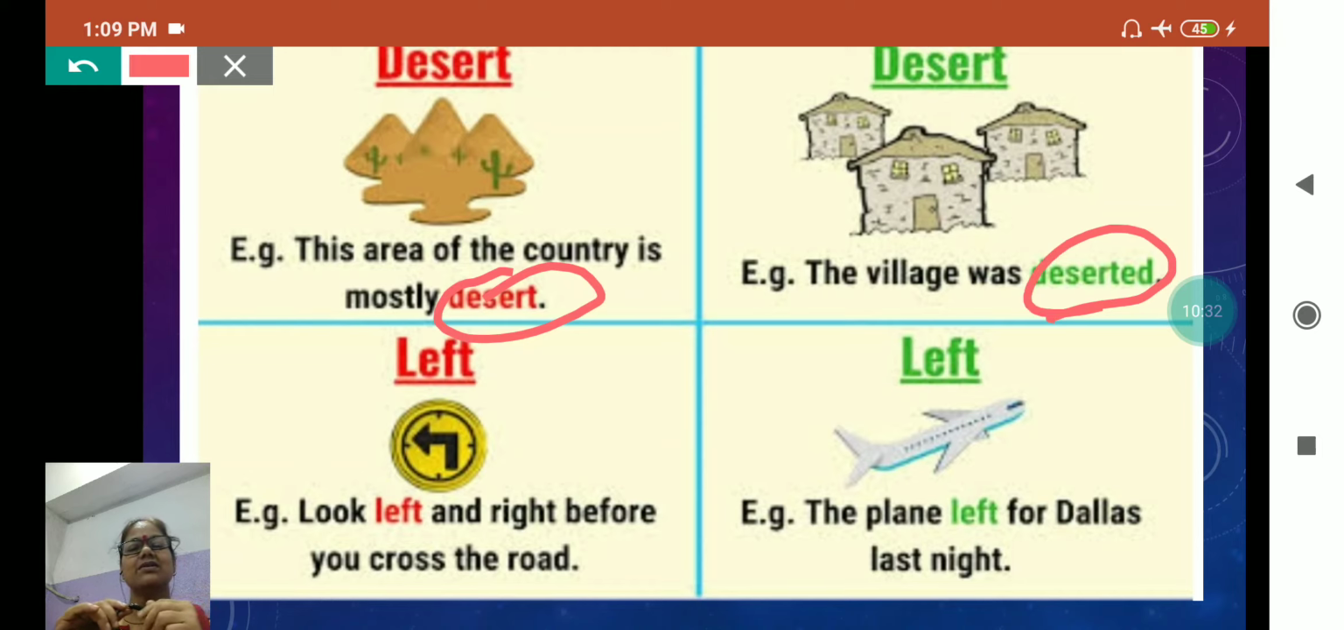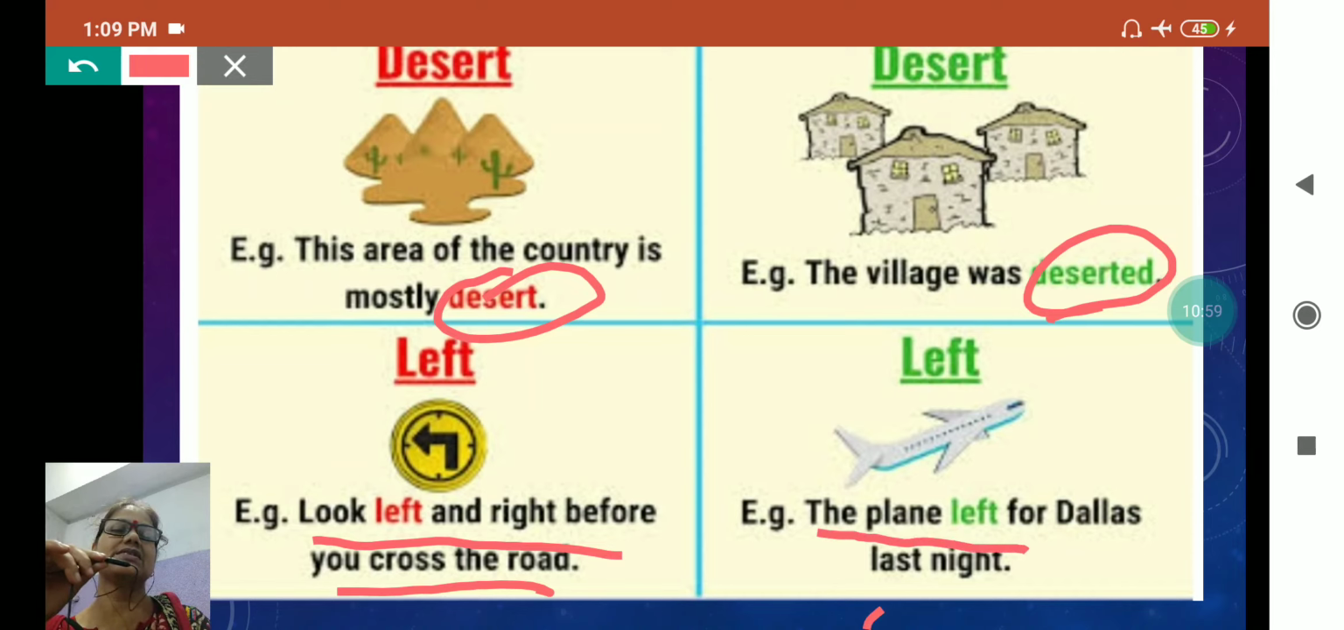And one dessert is which we take after our meal. Sometimes we take cake or ice cream as a dessert. That is also spelt the same. See here, left. Look left and right before you cross the road. This is the direction. But this is the plain left for the last night. This means to leave, past tense of leave. And this is the direction.